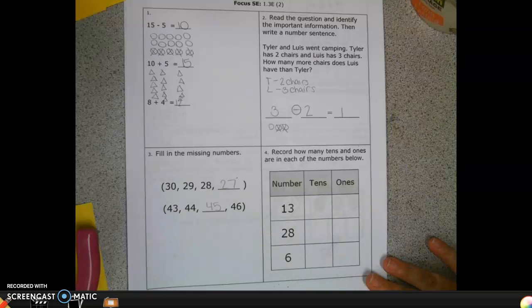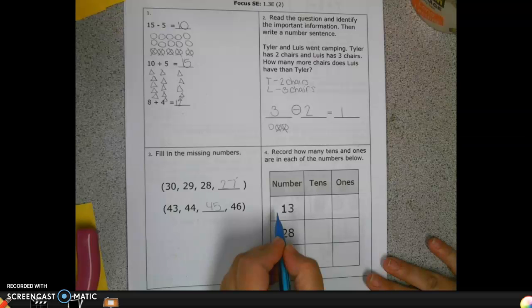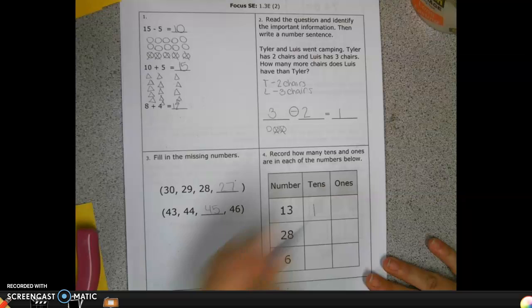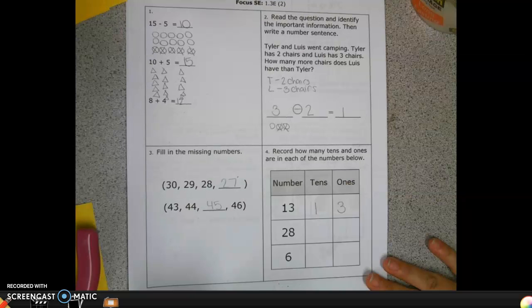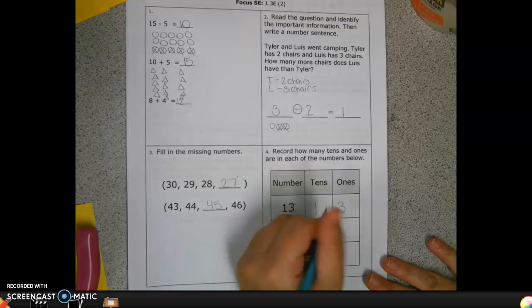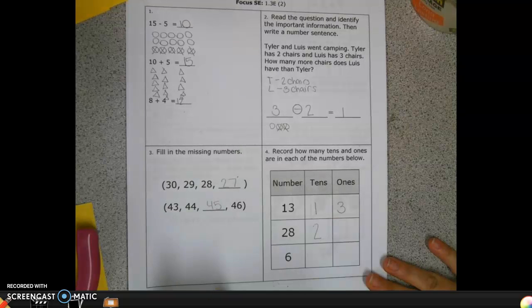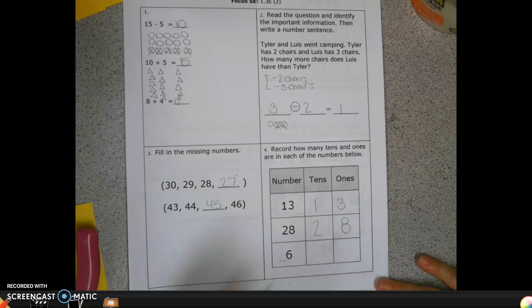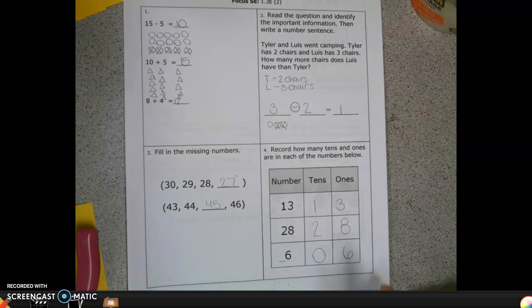Record how many 10s and 1s are in each of the numbers below. So in this number, I have 13. That means I have 1 group of 10 and 3 leftover 1s. For this number, I have 28. That means I have 2 groups of 10 and 8 leftover 1s. And for 6, I have no 10s. There's nothing in my 10s place. So I have 0 10s and 6 leftover 1s.